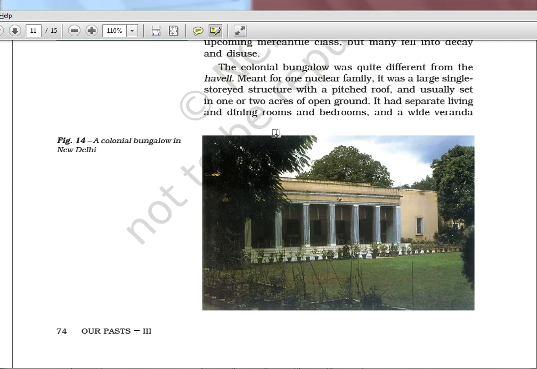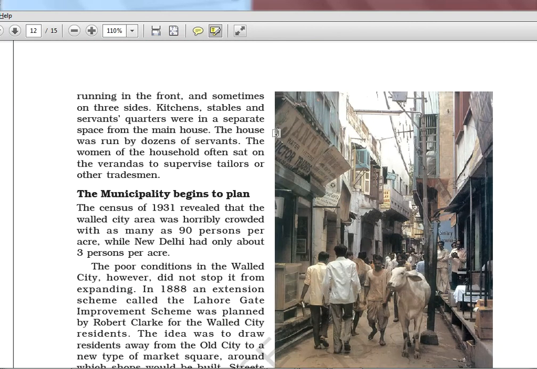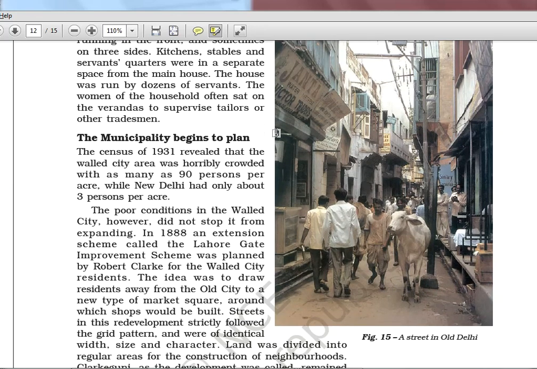It had a pitched roof and was usually set in 1 or 2 acres of open ground. It had separate living and dining rooms and bedrooms and a wide veranda. I don't know why I am reading all this. It's not important for UPSC. UPSC won't ask this much detailing of urbanization.